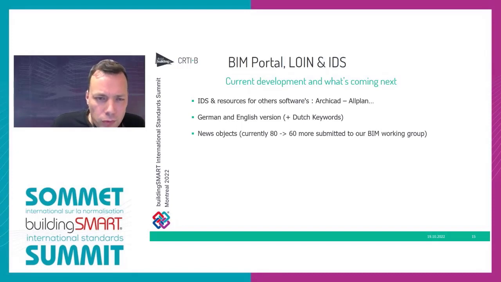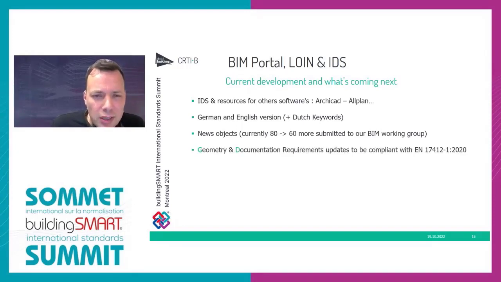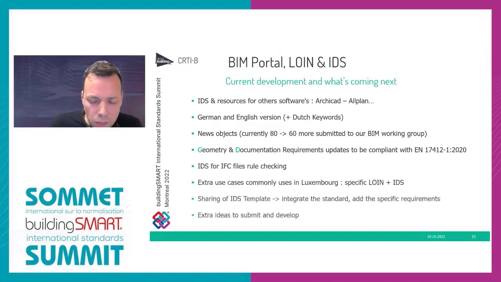New GID sheets. For the moment, we have around 80 sheets, and we have submitted 60 new sheets to cover as many current objects as required. So we will decide which sheet will be developed in priority. We are also currently updating the requirements about geometry and documentation to be perfectly compliant with the EN 17412, because we are at the level of information, but not completely at the level of geometry and documentation.